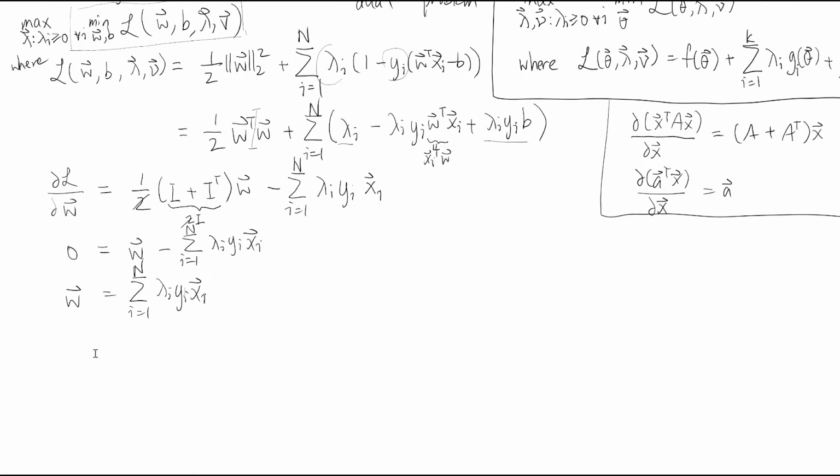Okay, so now we also need to take the partial derivative of L with respect to B. If you look at the expression for L, the first term does not depend on B. The only term that depends on B is going to be the last term inside the summation. So that's going to be the summation from I equals 1 to n, and then the partial derivative will just be lambda I yi.